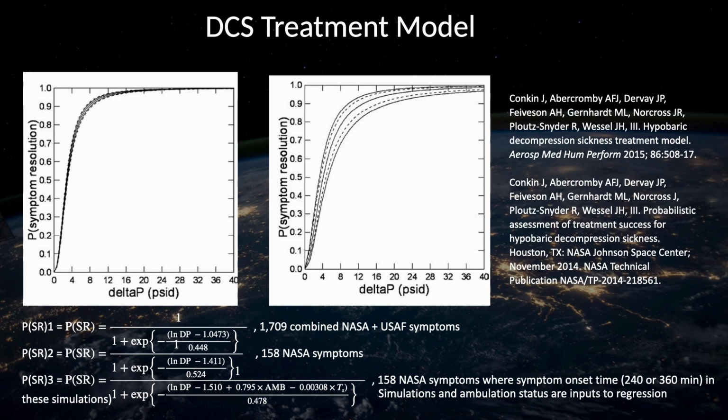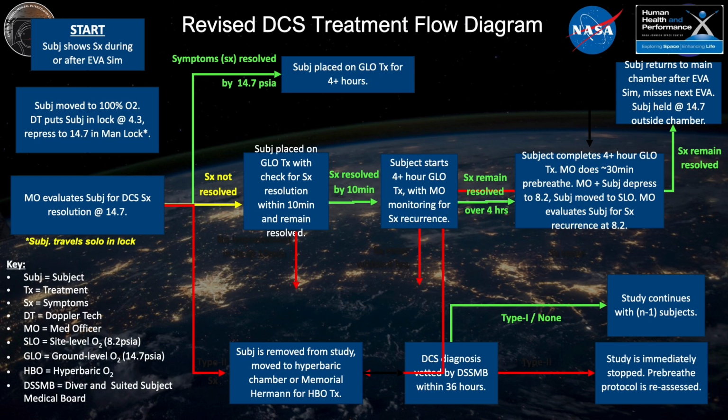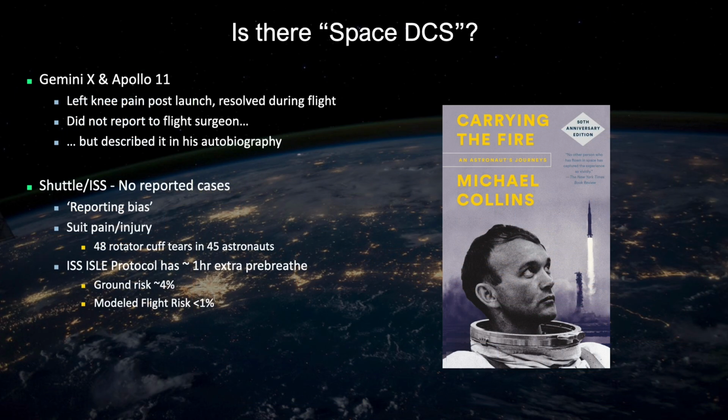And assuming we do get decompression sickness, how do we treat it? We do not have a hyperbaric chamber on the moon. This is what it looks like just for our ground testing. And again, this is just to show some of the different aspects and complexity of treating it. In space, we don't know how to treat it.